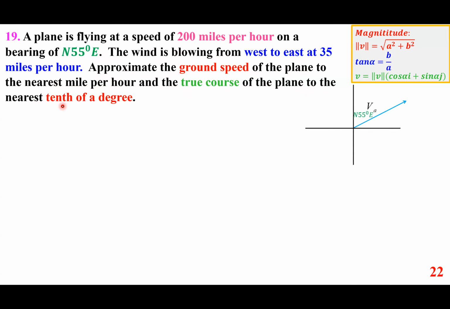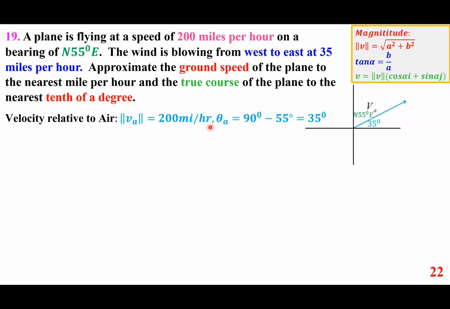So this one is given as north 55 degrees east. This is going 200 miles per hour. So what we have is this angle is 35 degrees. If this is 55 degrees, this one must be 90 minus that. So we have velocity relative to air given as 200 miles per hour, at angle alpha. This one is 90 minus 55, which is 35 degrees.